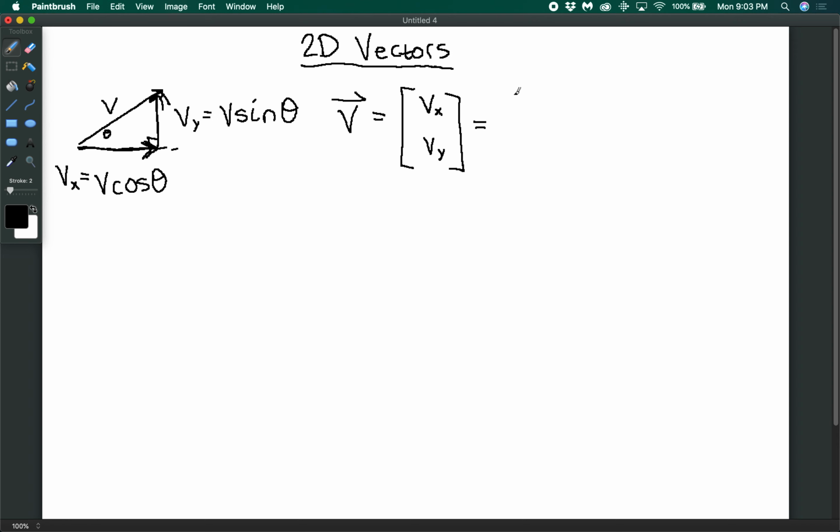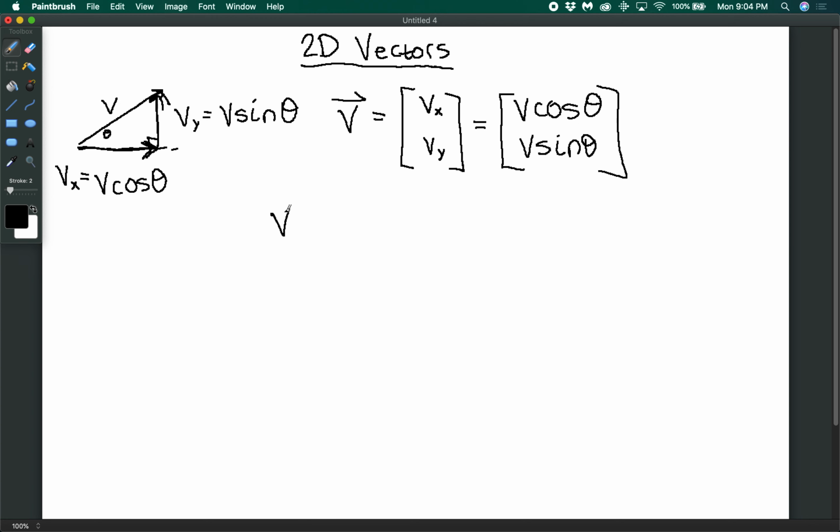And so in this case, it would be equal to v cosine theta, v sine theta. This is complete information about the vector v. If I'm given its components, I know everything there is to know about it. And if I want its magnitude, I can find it. You can probably guess how, but we'll go through it in a little bit. This is not the only way to write a vector in terms of its components.